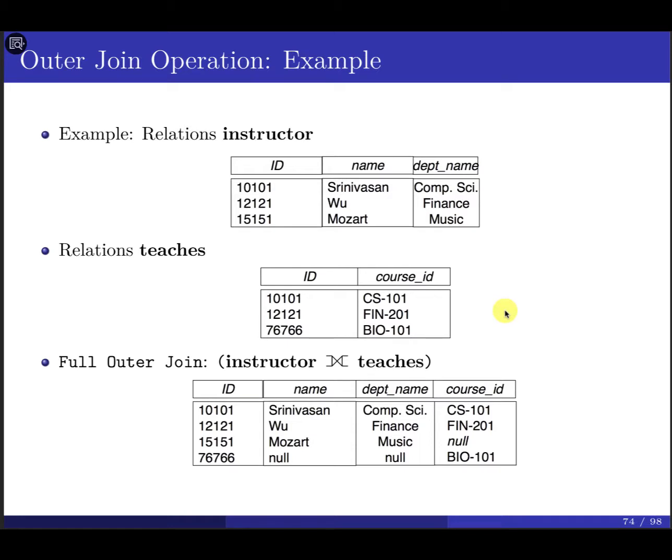The full outer join is going to be the union of the left outer and the right outer. So you're going to perform here instructor natural join with teach. Then here, you're going to say instructor left outer join with teach. Then after that, this one is going to be instructor right outer join with teach. That's what is called the full outer join. Take everything: this one union with this, with this.